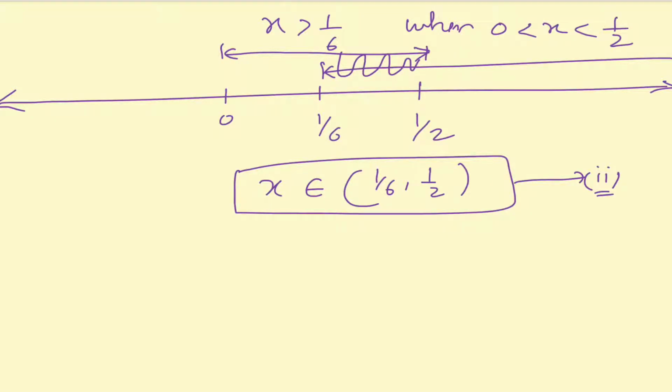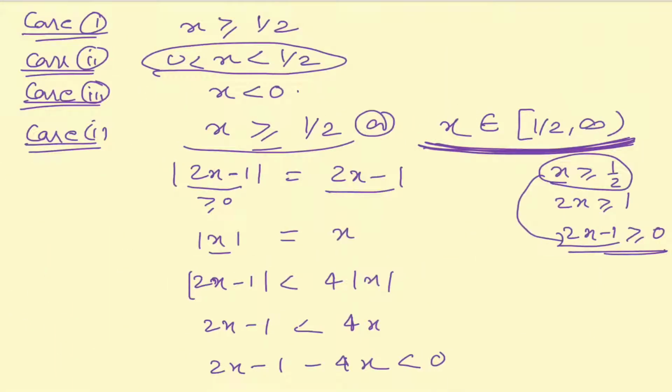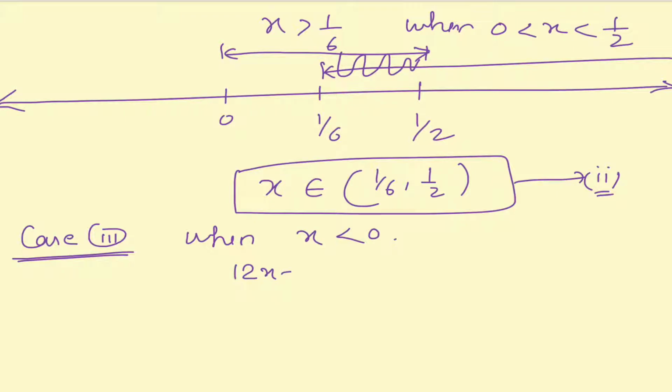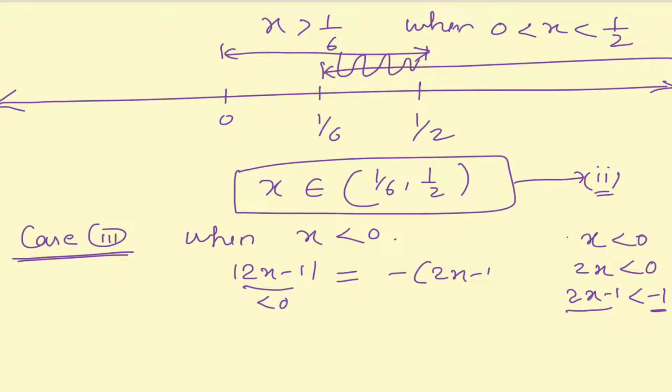And now we are going to see the third case. So what is the third case? Third case is when x is less than 0. When x is less than 0, mod of 2x minus 1: 2x will also be less than 0, so 2x minus 1 will be less than minus 1. So 2x minus 1 is less than 0, so it will open with a negative sign. And x is less than 0, so mod of x will also open with a negative sign.